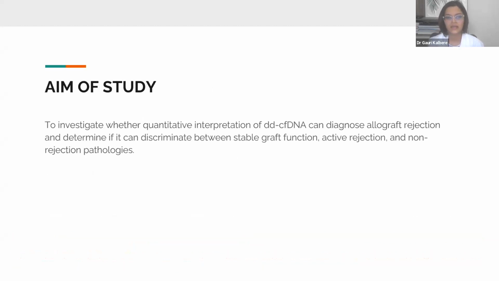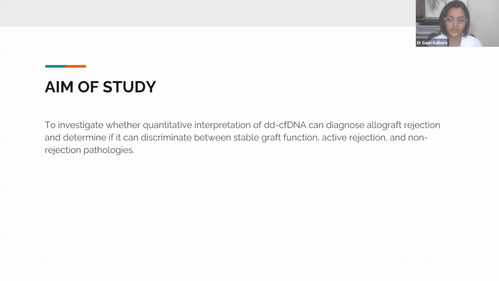What was the aim of the study now? So basically, we wanted a quantitative interpretation, whether we can, from a certain threshold of donor-derived cell-free DNA, diagnose allograft rejection and determine whether it can discriminate between stable graft function, active rejection, and non-rejection pathologies.